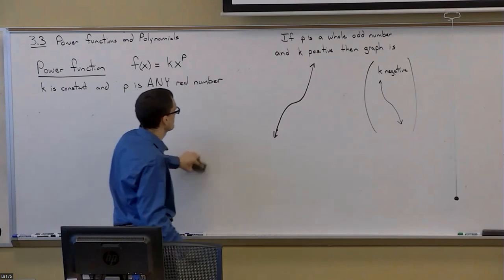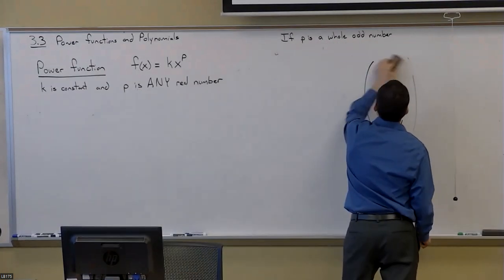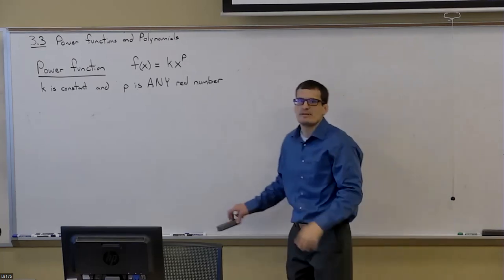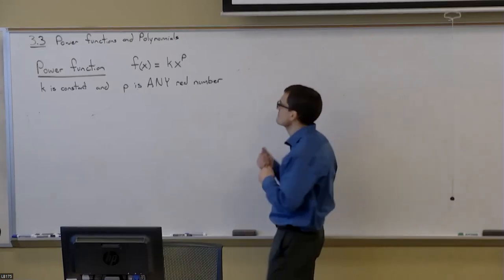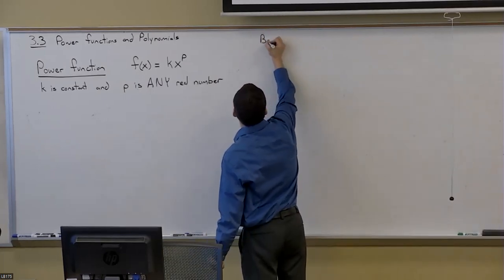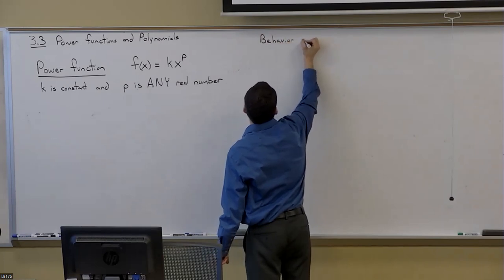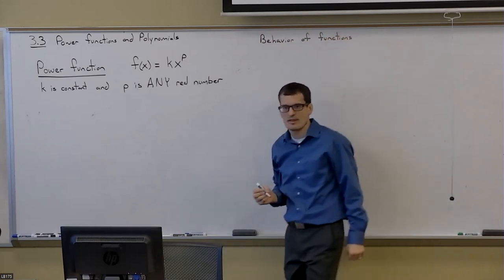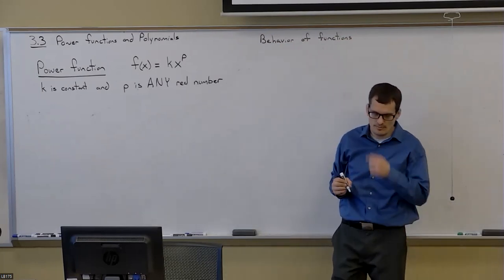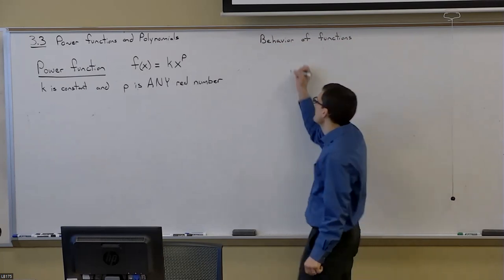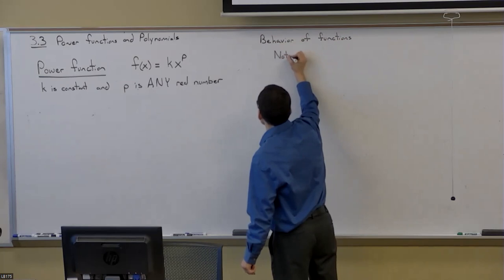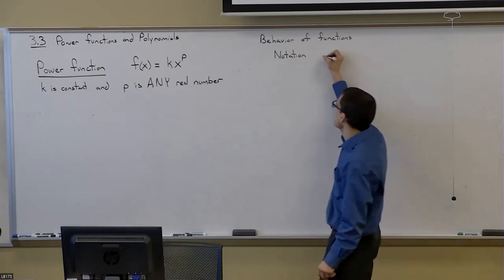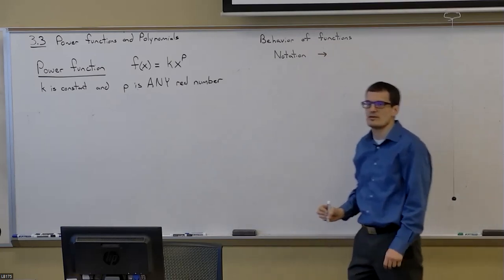If I know the shapes of these power functions, then what I can do is talk about the behavior of the power functions. So we're going to talk about the behavior of functions. And when we do so, there's some notation that we're going to introduce. The notation is just an arrow notation.